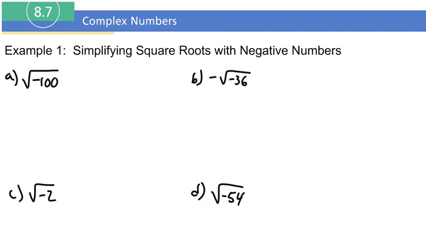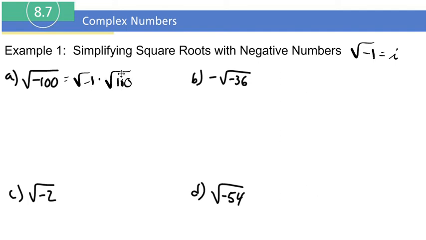Let's actually do our first example. Example 1: we're going to simplify square roots with negative numbers. Let's remember that the square root of negative 1 we're going to call i. Anytime we have a square root of a negative number, we're going to call it i. So we have the square root of negative 100. Technically, what this means is the square root of negative 1 times the square root of 100.